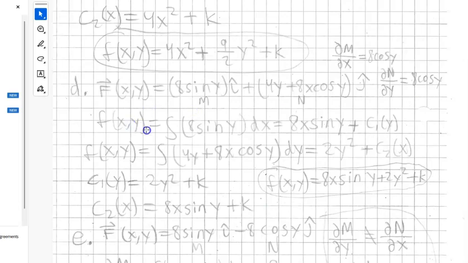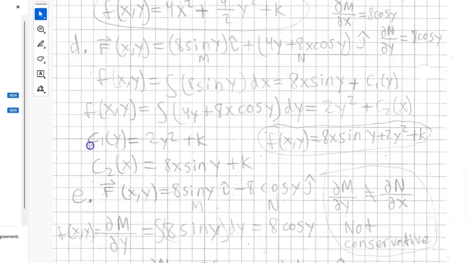Now we have to find the antiderivative of 8 sine y with respect to x, which is going to be 8x sine y plus c1(y). Then for the antiderivative of 4y plus 8x cosine y with respect to y, the answer is going to be 2y squared plus 8x sine y plus c2(x). So c1(y) is going to be 2y squared plus k, and c2(x) is going to be 8x sine y plus k. Putting it together, we get f(x,y) equals 8x sine y plus 2y squared plus k.